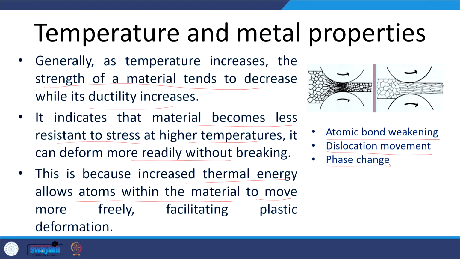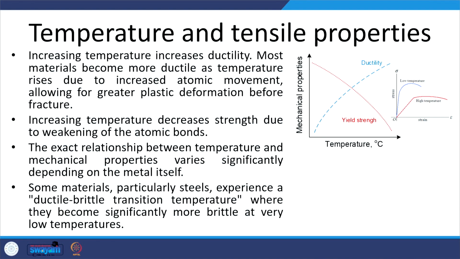Sometimes even a phase change is observed in some metals when heated to a high temperature. Initially it may have one crystal structure, one microstructure. When it is heated to a higher temperature, there will be a change in the phase structure or crystal structure of the metal, and those changes in turn lead to a reduction in strength and increase in ductility. So this is the general trend that we can see: when the temperature is increased, the yield strength comes down and the ductility increases.